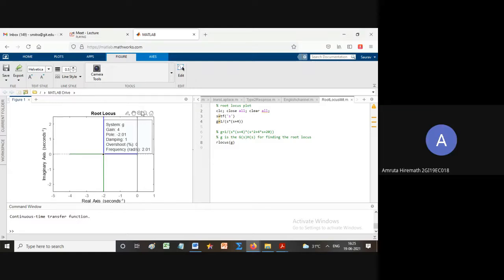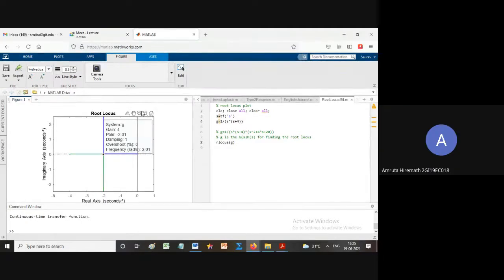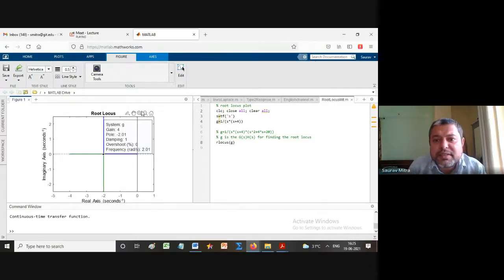Sir, in the code, what does the second line stand for? S is equal to TF of S. Yes, sir, that was also explained last time. So S is transfer function of S. S I have defined as a variable, equal to TF. TF is a function. Here I have used 5 functions. First one is CLC, close all, clear all. It was explained to you. Next is TF. TF is a function.